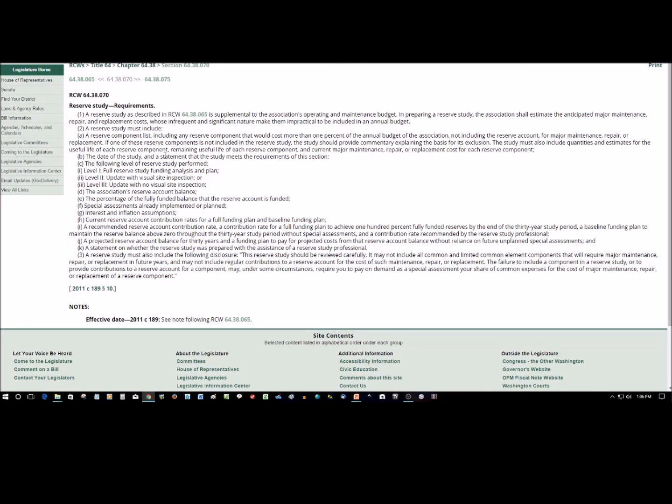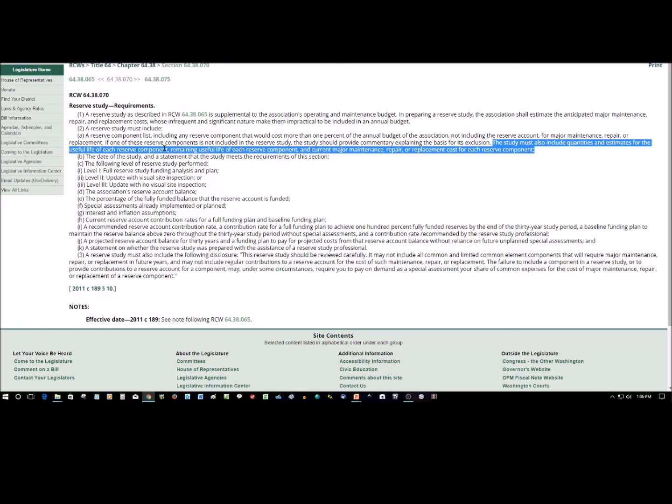As you can see, the reserve studies must include the quantities, estimates for the useful life of each reserve component, remaining useful life of each reserve component, and current major maintenance, repair, replacement costs for each reserve component.